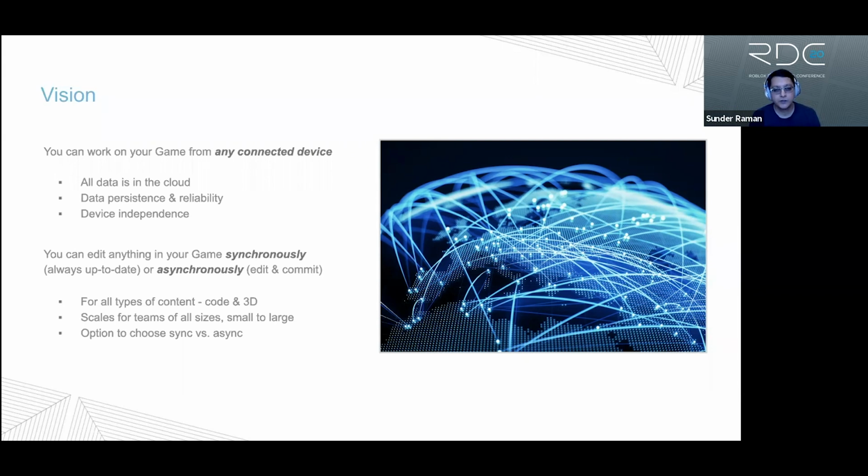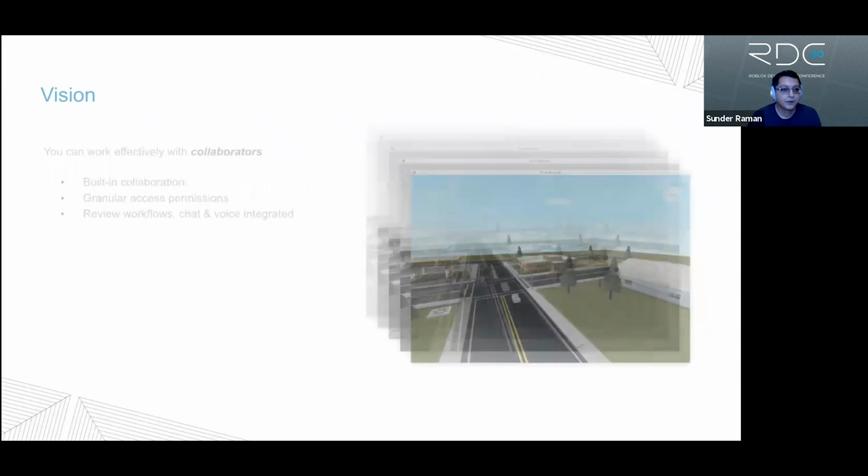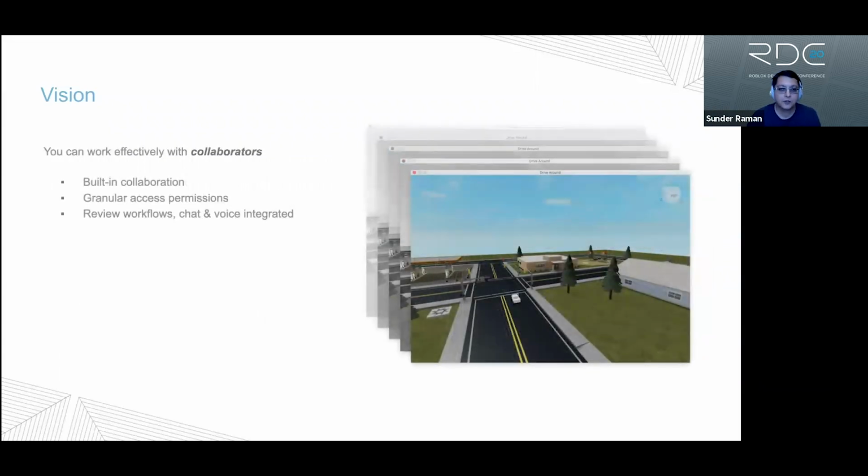We want the solution obviously to scale for teams of all sizes, as I mentioned earlier. So small, medium, large, we want to build the right set of tools so that it scales as your needs grow. And then we want you to be able to choose which mode you work in. We want you to be able to effectively work with all your collaborators. What that means is collaboration is built in, you get granular access to permissions, and now that we have the foundation, we can build on that and provide capabilities that you need.